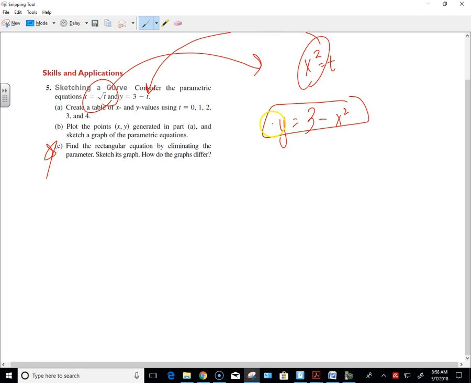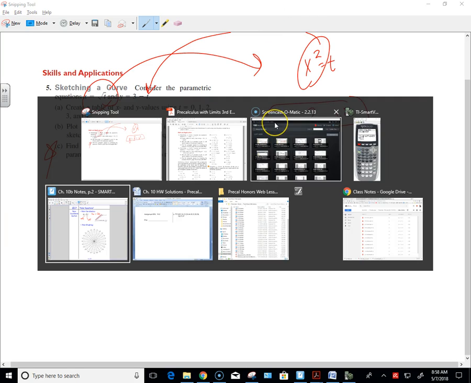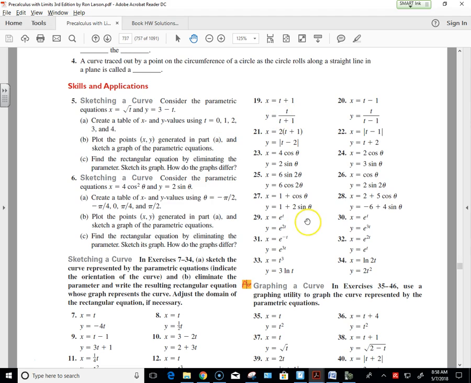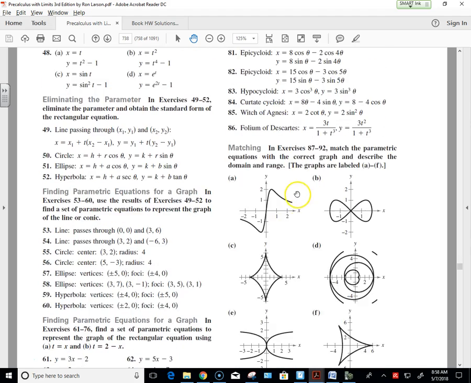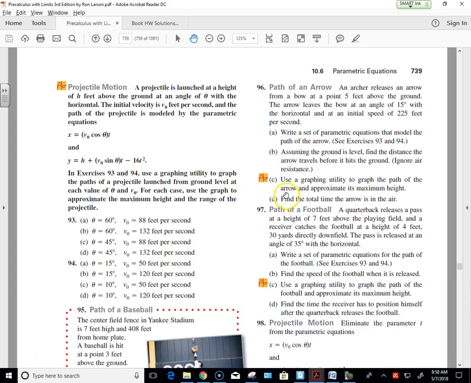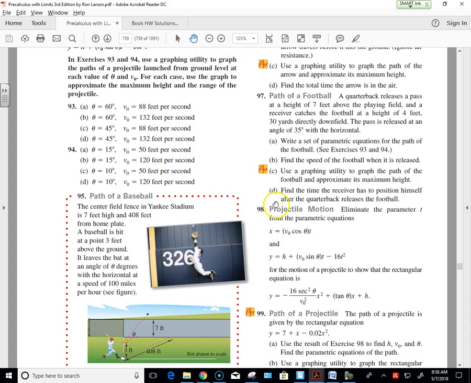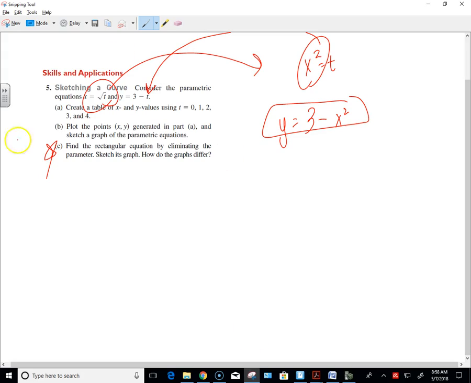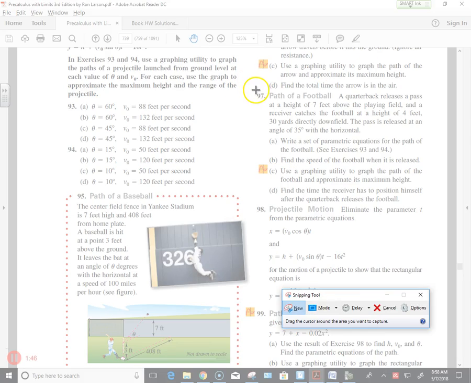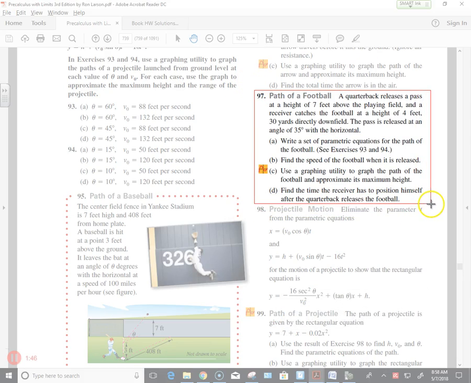Okay, so then go into number 97. I went too far. There we go. Where are you, 97? There he is. Okay, this is the path of the football problem, which is very similar to our water balloon that we were doing on Thursday.